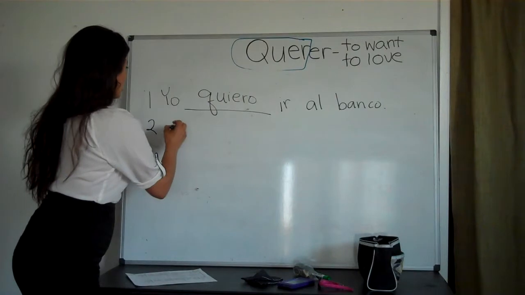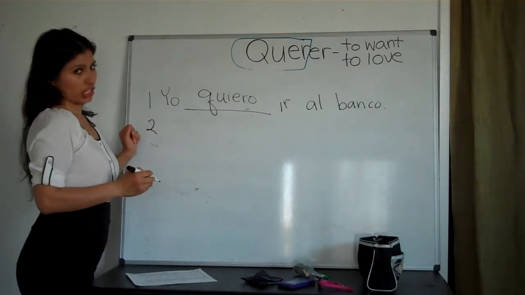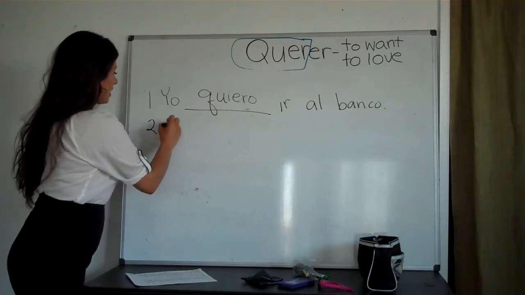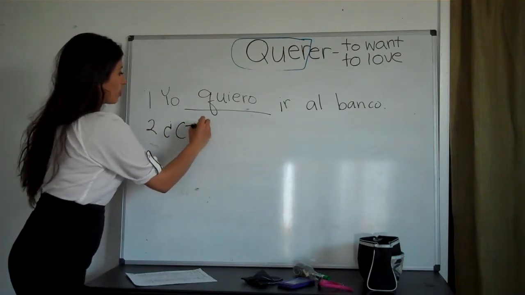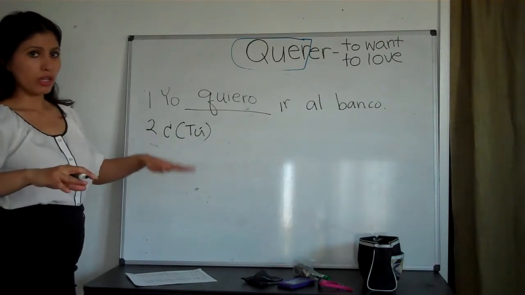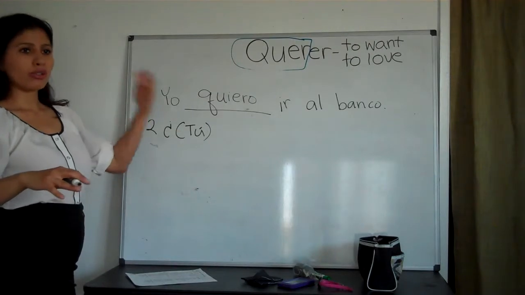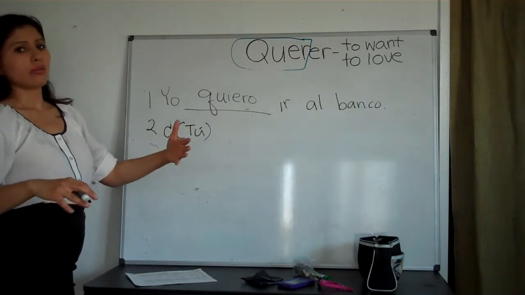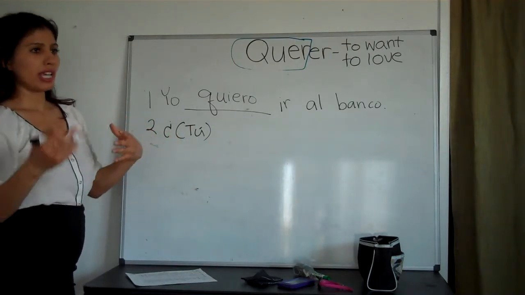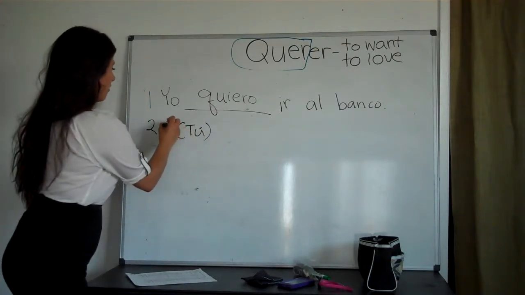Bailar. And then this one is going to be a question, okay? And the person you're asking is tú. It's not usted. Remember, there's tú and usted. They both mean you. Tú is someone you're close to, the same age, a closer relationship. Usted is to show respect. It's more formal, okay?